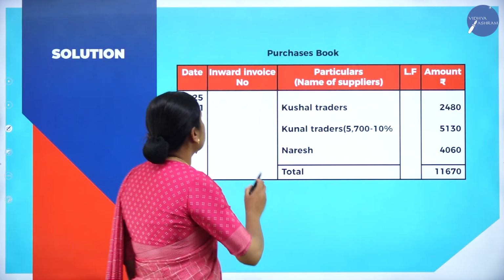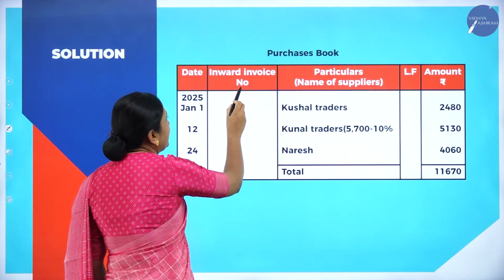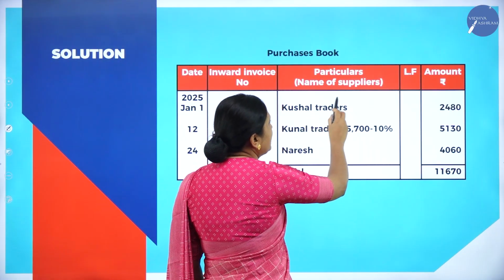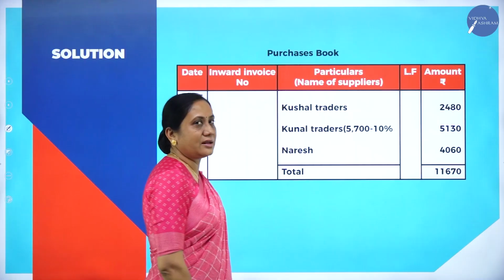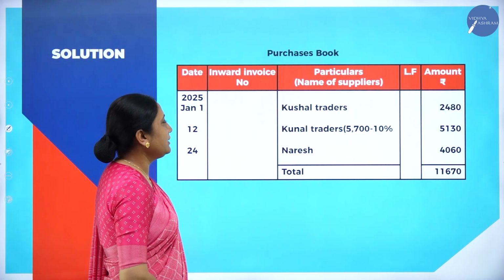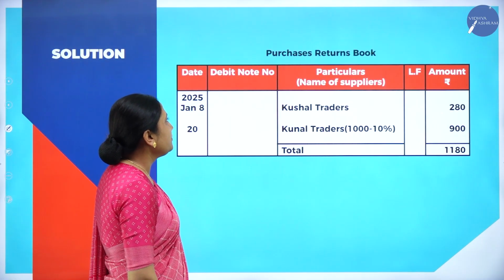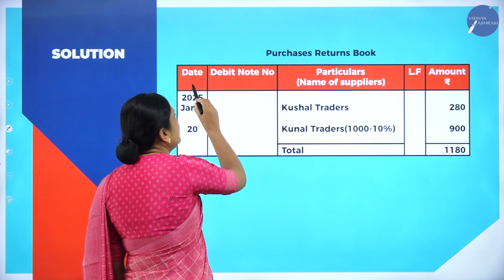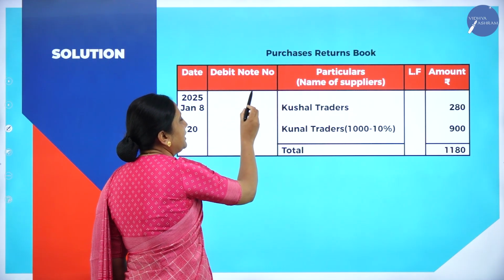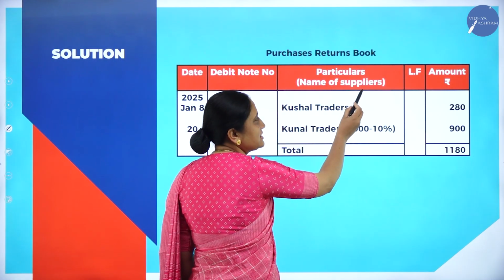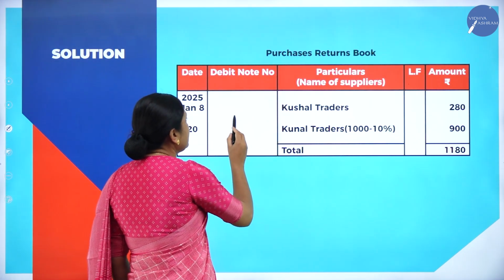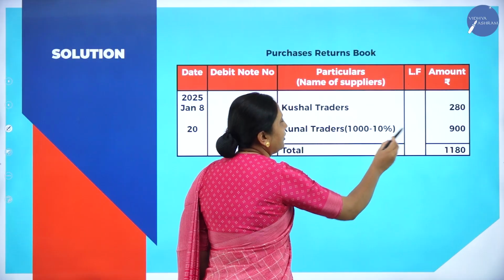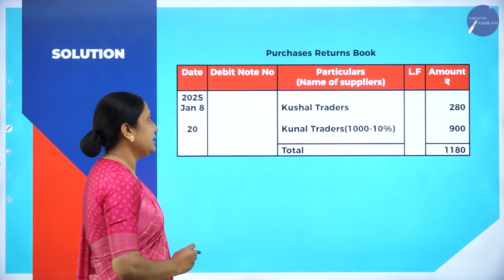For the purchases book: date, inward invoice number, particulars, LF, amount in rupees, name of the supplier. Like this we have to make the columns and keep the purchases book. And also the purchases returns book: date, debit note number, particulars, name of the suppliers, LF, amount in rupees. LF is ledger folio. The invoice number column and the LF column will be blank, nothing we will enter there.